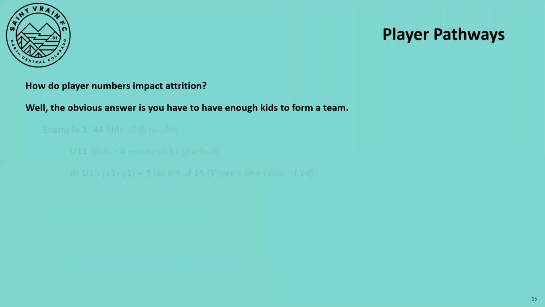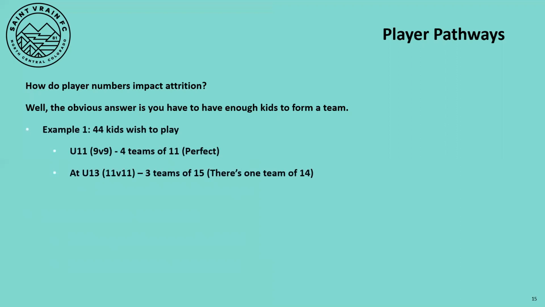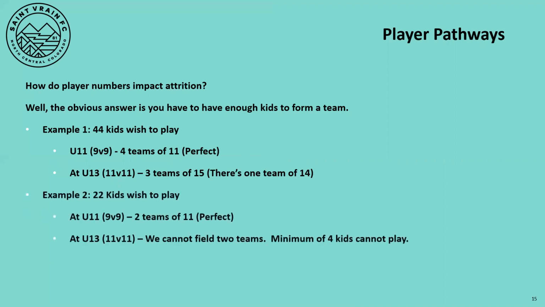at any age. So example 1, 44 kids wish to play, and that is absolutely perfect. That's 4 teams of 11. And then at under 13, when they transition to 11v11 on the full field, we can still find a place to play for everyone, maybe 3 teams of 15. Well, I guess 1 of 14, but that gives more players more opportunity to experience success and struggle at the appropriate level for them.